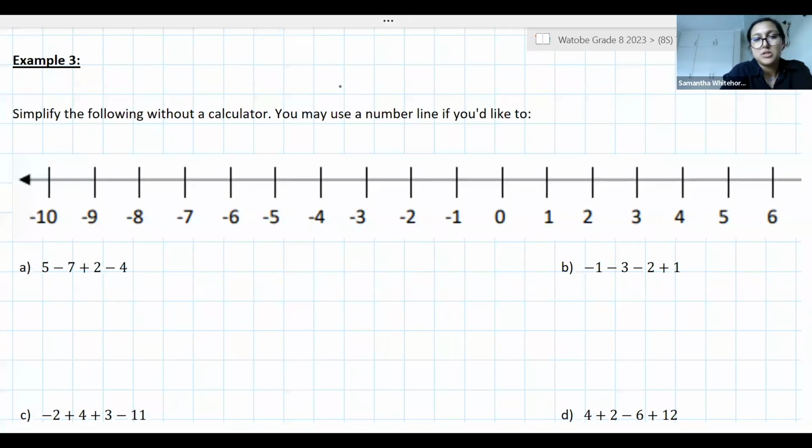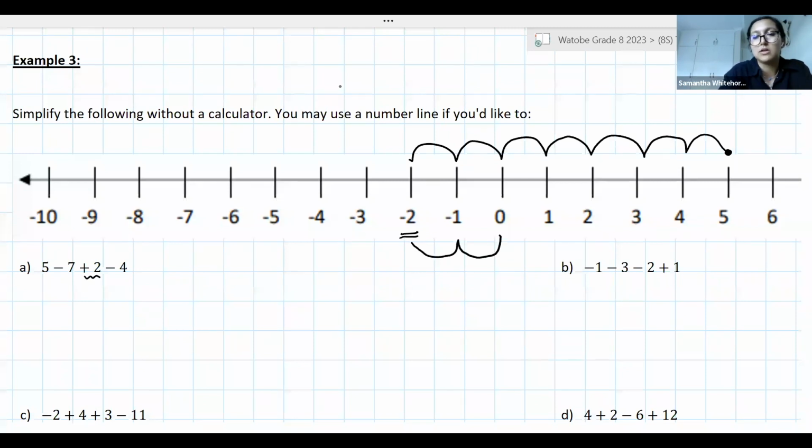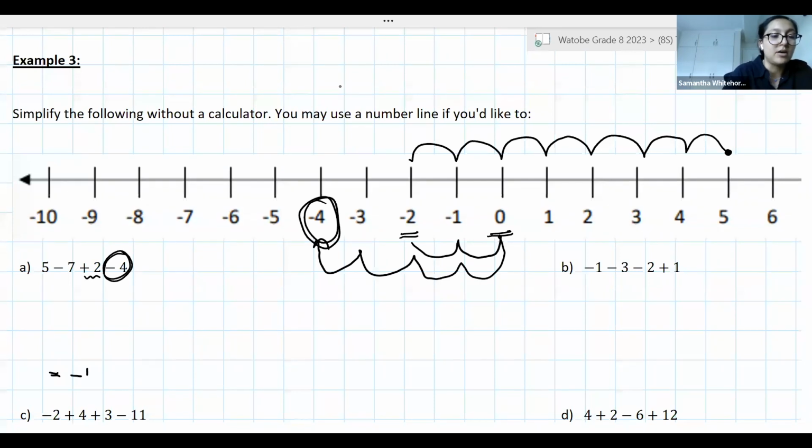So we've got quite a few terms here, so we need to be careful. In A, we've got 5 minus 7 plus 2 minus 4. So we go to where we're starting, 5, and we want to subtract 7. So 1, 2, 3, 4, 5, 6, 7. I'm now at -2, but I'm not done. I still need to add 2. So now I'm adding, I'm moving to the right, 1, 2. I'm still not done, even though I'm at 0, because I still need to subtract 4. So now I need to go back to the left, 1, 2, 3, 4. And now only because I finished all of my operations do I write down my answer.